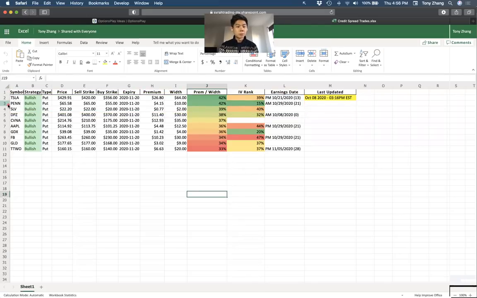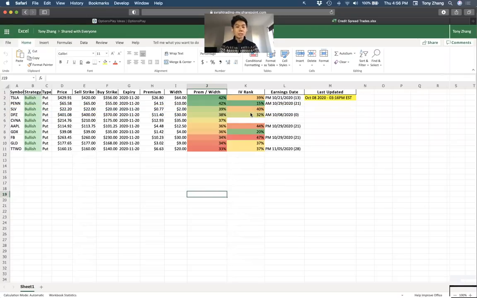Silver collects, in this particular case, 39% of the width. It's got an IV rank of 40%, which is pretty high here. And silver is currently trading at 22.20. This would sell the 22 strike, buy back the 20s. That's a $2 wide credit spread that I'm collecting 77 cents on. That's 39% of the width.